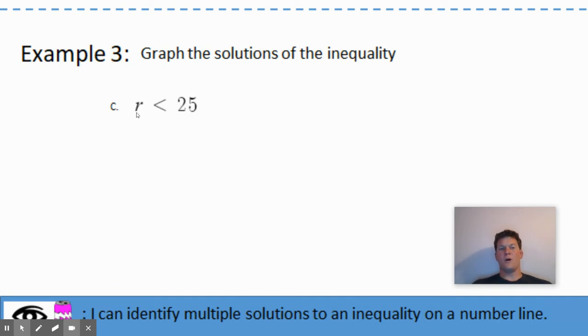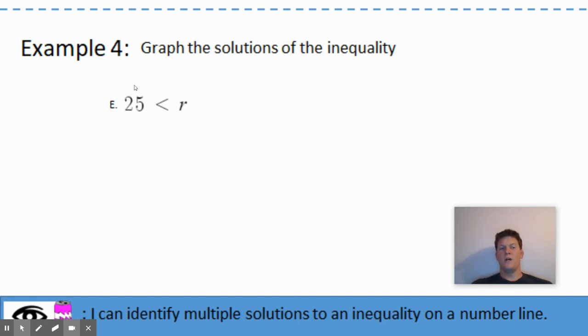Third example, r is less than 25. So less than, open circle. And which direction are we going? We're going towards the left. So I'm open towards the left.